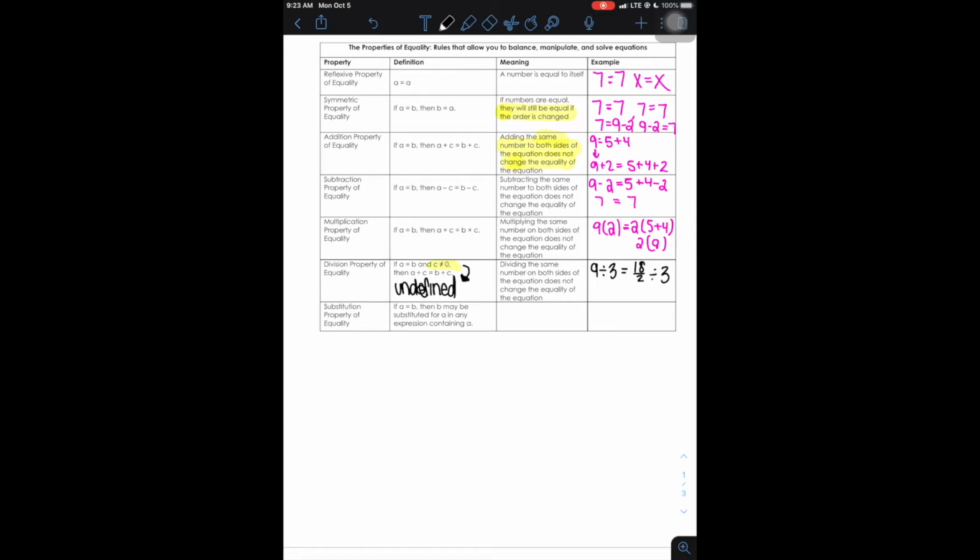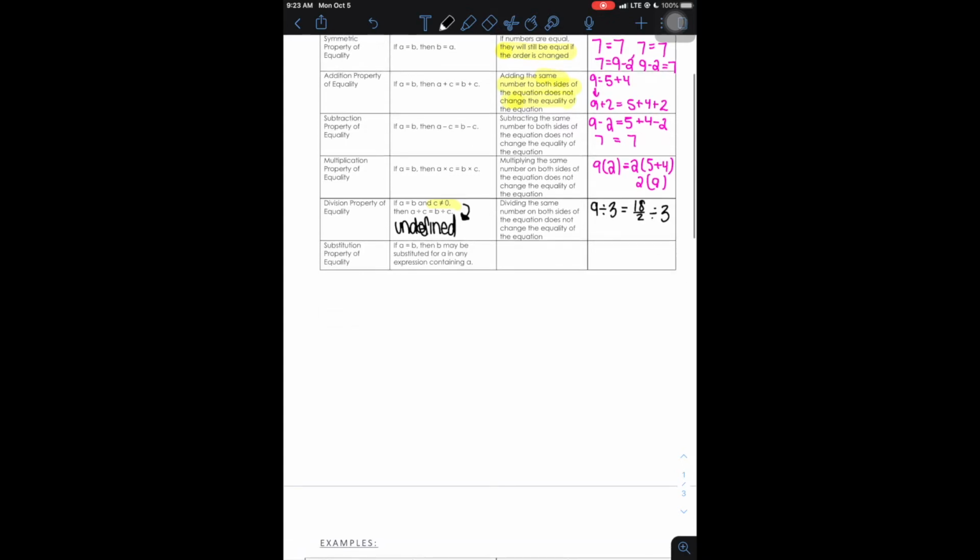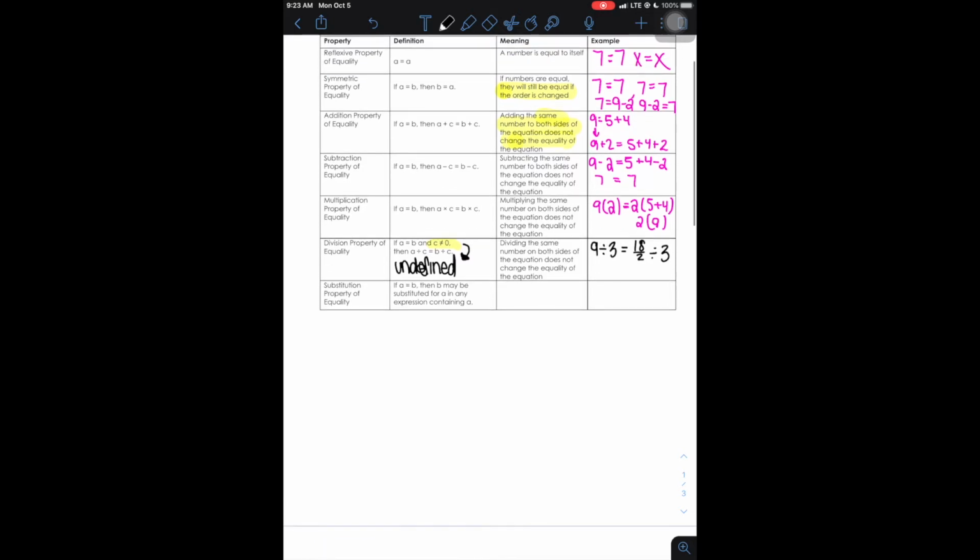And the substitution property of equality just says if A is equal to B, then anywhere throughout the equation you can replace A with B, or you can replace B with A, because they're both the same thing. Those are like the definitions. I kind of went through that mighty fast. But we're going to take a look at some examples and hopefully the things start to make a little bit more sense.